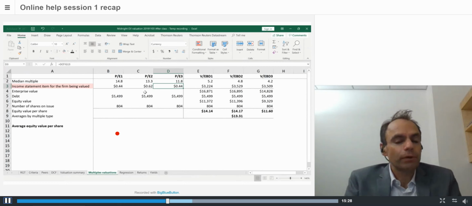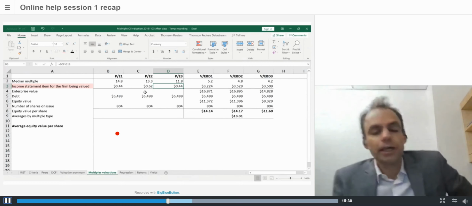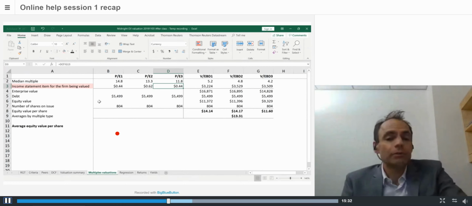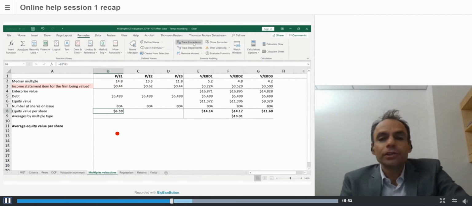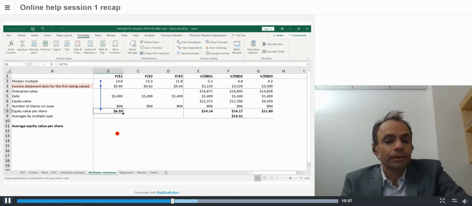Now, when we're looking at the price earnings ratios and earnings per share, we are directly estimating equity value per share, because the profit item that we're referring to, net profit after tax, is a profit item that's only flowing to the shareholders. The lenders already got paid via the interest expense. So we're going to take the price earnings ratio and multiply that by the earnings per share to give us an estimate of equity value per share directly.